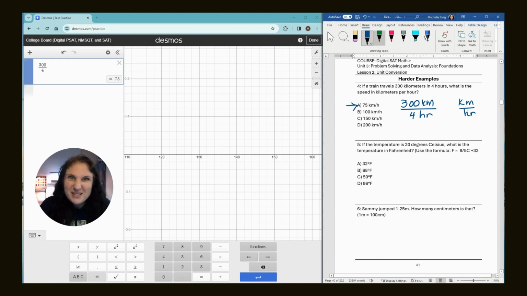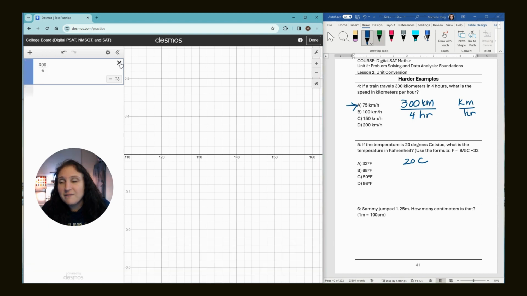Isn't Desmos amazing? That's why you have to watch these videos, learn how to use the Desmos calculator to make these questions way easier. The temperature is 20 degrees Celsius. What is the temperature in Fahrenheit? So we're going to do a level of substitution.